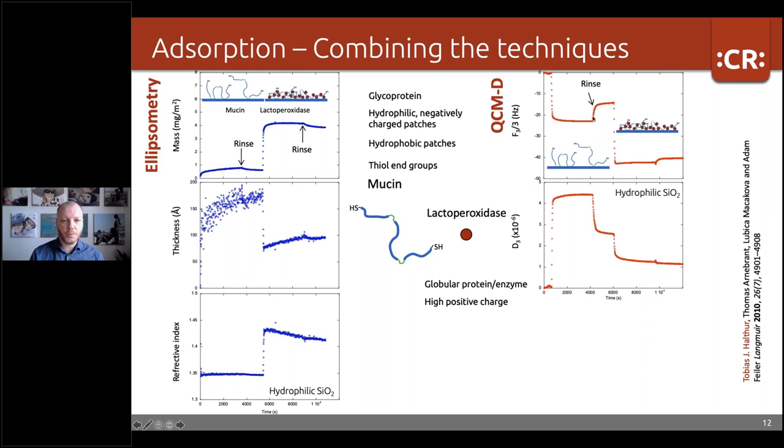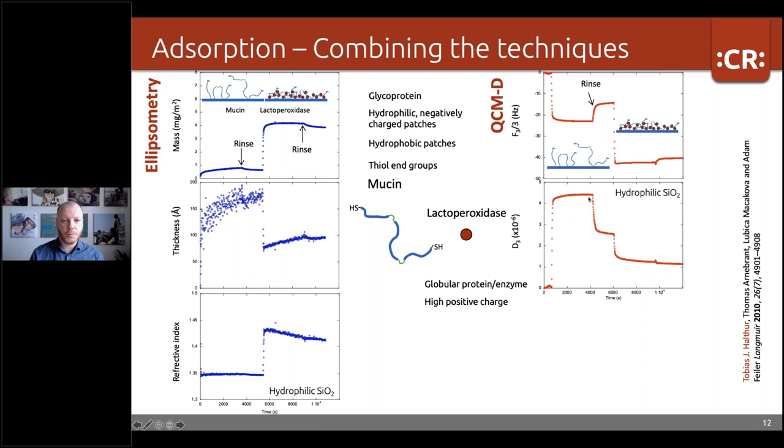We can see a larger change here when we rinse, and this is because QCM is much more sensitive to small changes in the bulk viscosity. So when we measure here, we have lots of mucin molecules floating around in close proximity to the surface, and that sort of gives a larger response than only the adsorption. But this is removed then when we rinse. And then when adding lactoperoxidase, we have another decrease in resonance frequency. So that's again uptake of mass, because we have further adsorption of the other protein.